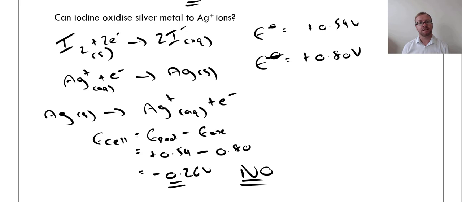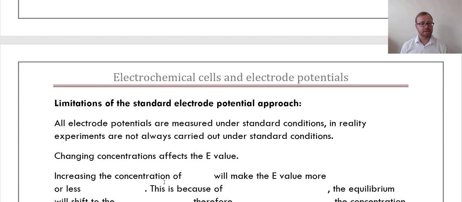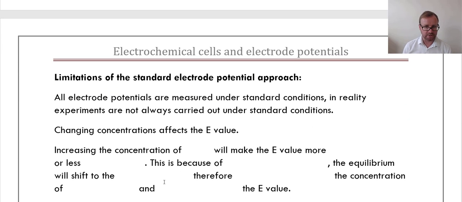So we've done two different examples: one where we're just working out the E cell potential, and one where we were working out the spontaneity or the feasibility of a reaction. Right, so what are we going to go on to now? Okay, limitations of the standard electrode potential approach.